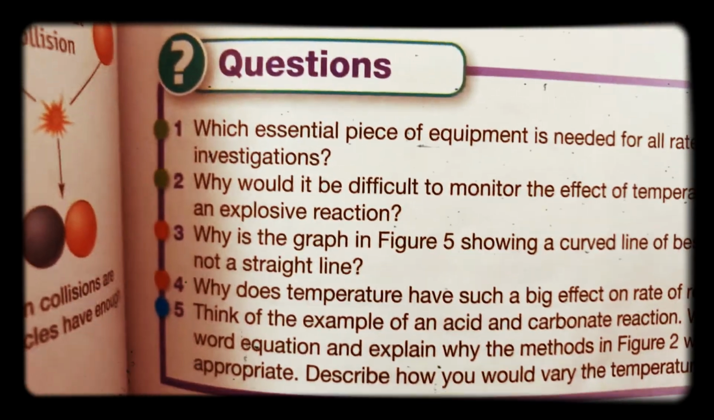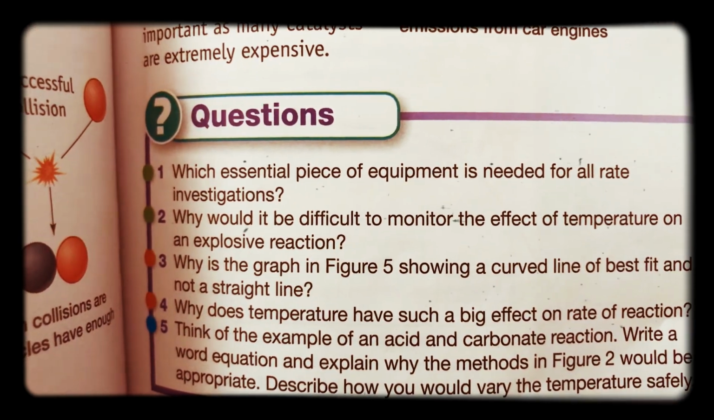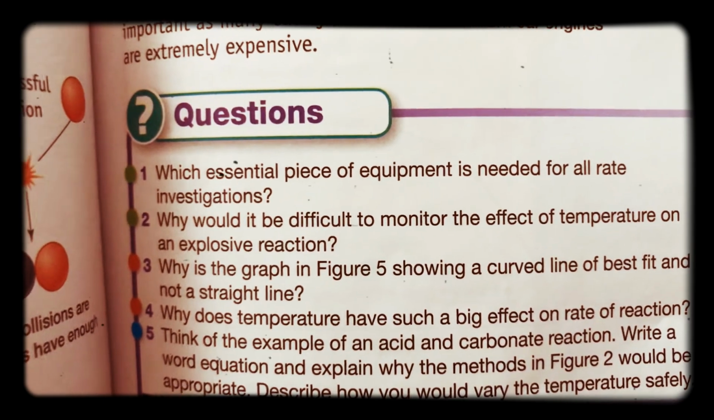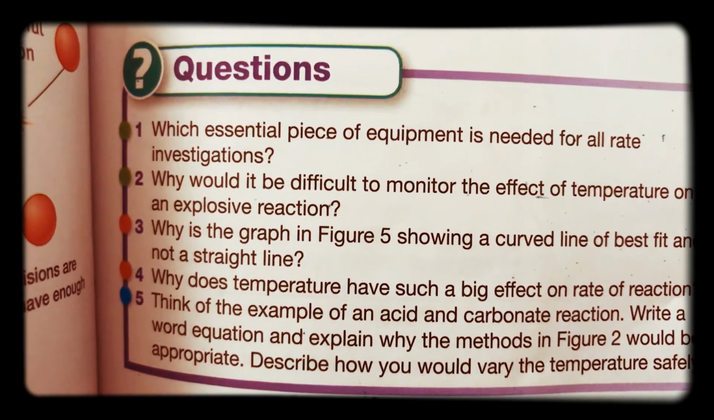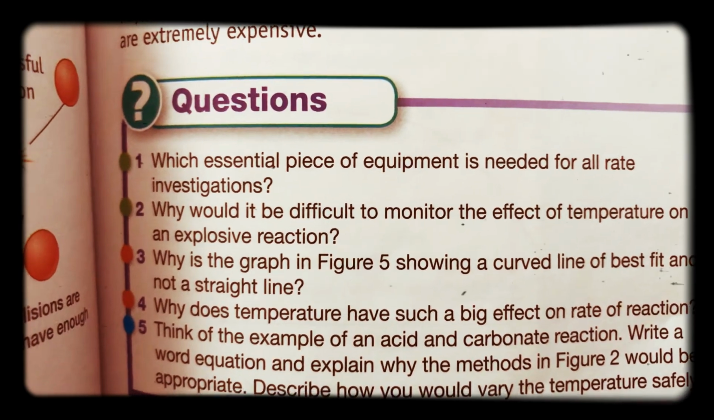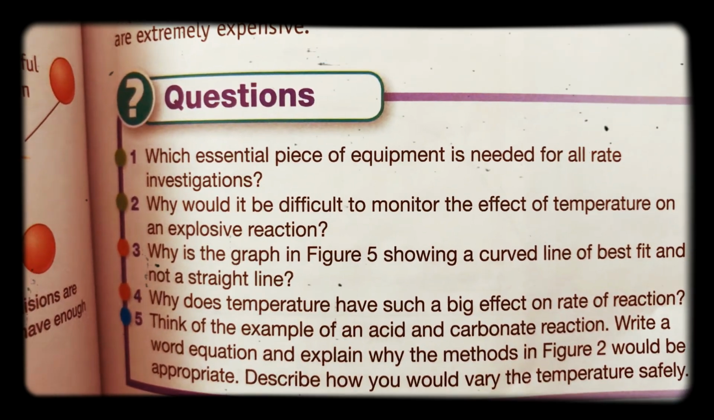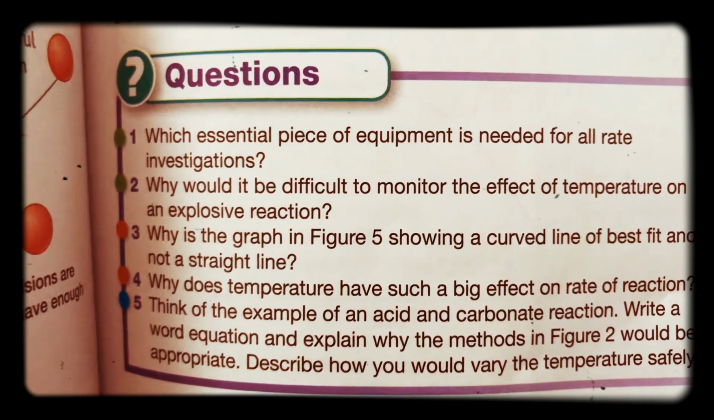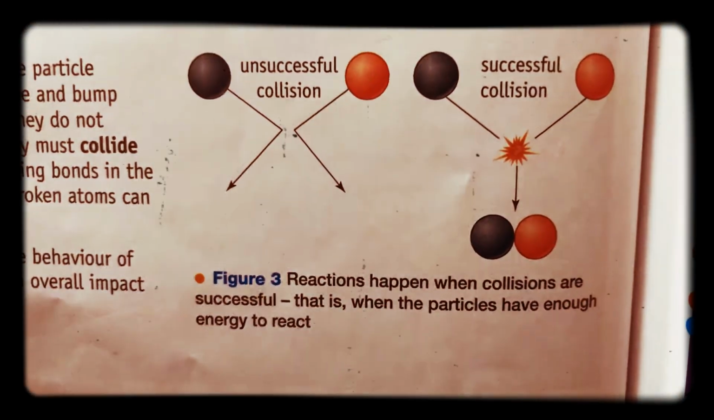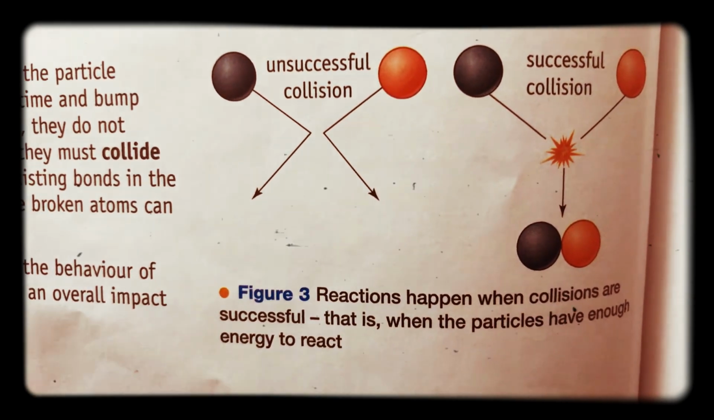Question number 4. Why does temperature have such a big effect on rate of reaction? Pause the video. Well, particles have more energy at higher temperatures, so when they collide, they'll be more likely to have enough energy to react, and that's a real combined effect. The stored kinetic energy of particles bumping together is a vital part, because particles must collide. So that's the reason why it's such an important effect.